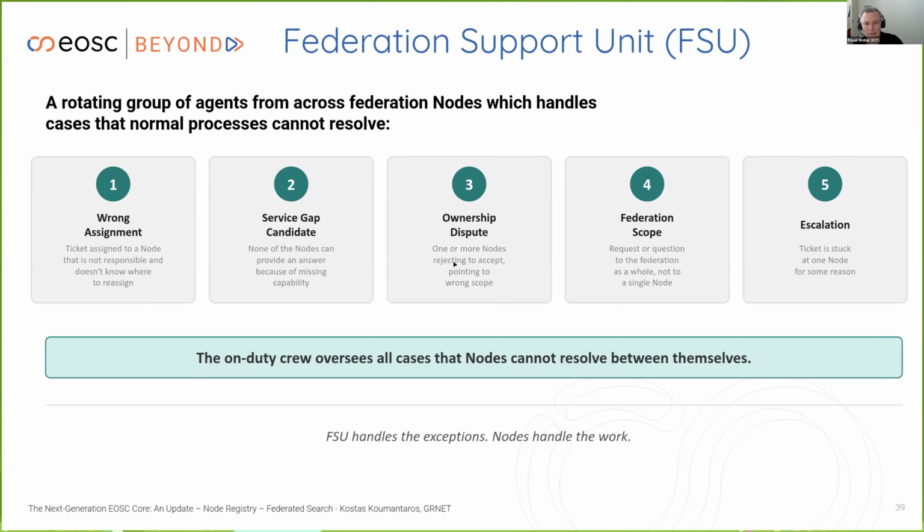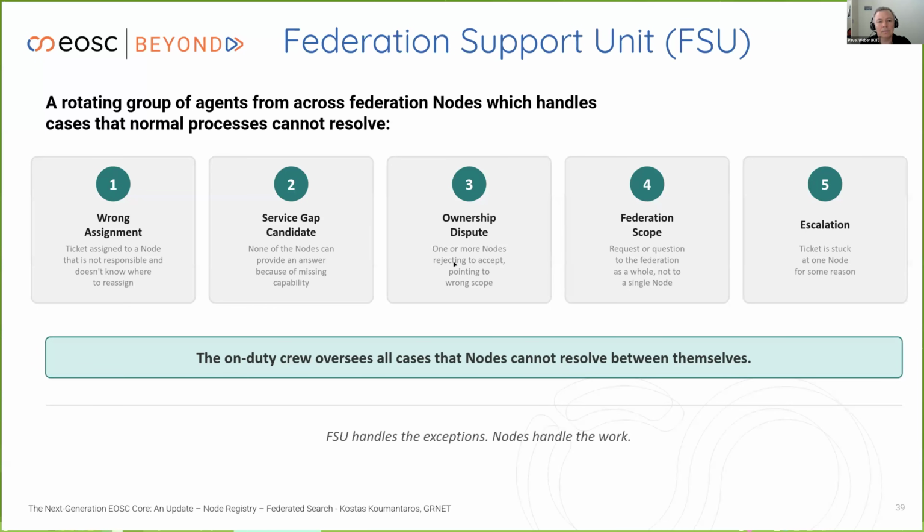So in this Federation Support Unit, we consider having our on-duty crew, which oversees all these edge cases that nodes cannot resolve. The Federation Support Unit is not first-line support for the Federation, because we avoid having a central unit, a central entry point. So as Kostas presented, it's a distributed system. So this is supposed to be an internal coordination unit, which handles the exceptions, and nodes handle the work.